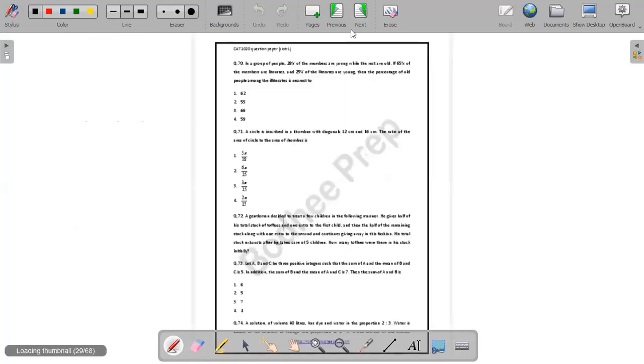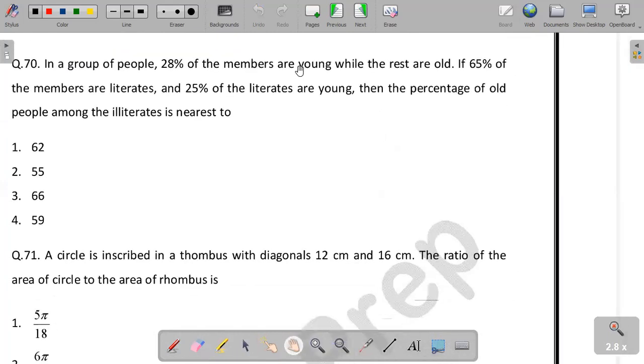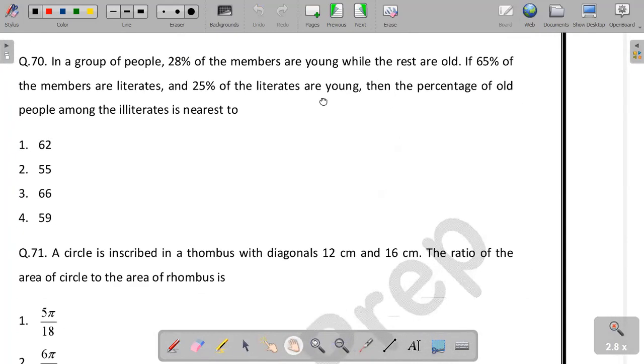Now let's see the next question. In a group of people, 28 percent of the members are young while the rest are old. ठीक है. Fine. Perfect. So members can be या तो young होंगे या old होंगे. Fine.